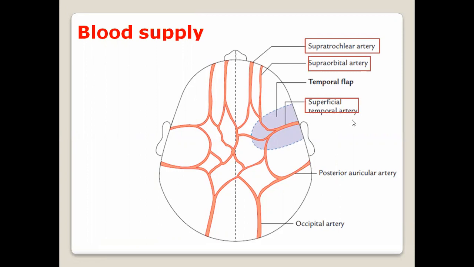So superficial temporal artery is a branch of the external carotid artery. Supratrochlear and supraorbital are branches of the ophthalmic artery, which is a branch of the internal carotid artery. And behind the auricle, 2 arteries, posterior auricular artery and occipital artery. These 2 are also branches of the external carotid artery. Okay. I think you're clear about the blood supply of the scalp.